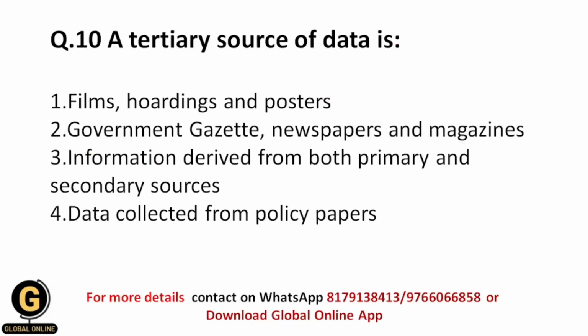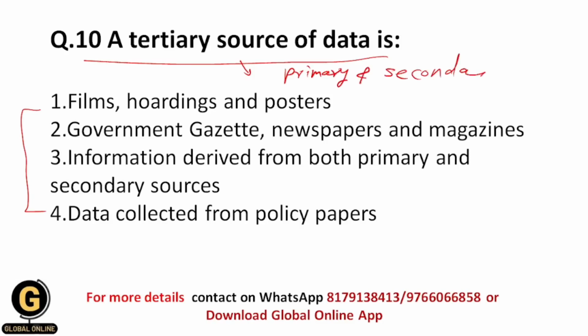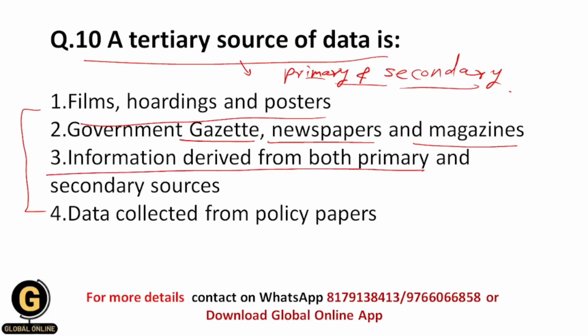Next is, a tertiary source of data is. From these, what should be the tertiary source of data? What is the meaning of tertiary source of data? Tertiary source of data means it is the data which is derived from both primary and secondary sources, right? So let us see the options. First is films, hoardings and posters. Second is government gazette, newspapers and magazines. Third is information derived from both primary and secondary sources. Fourth, data collected from policy papers.